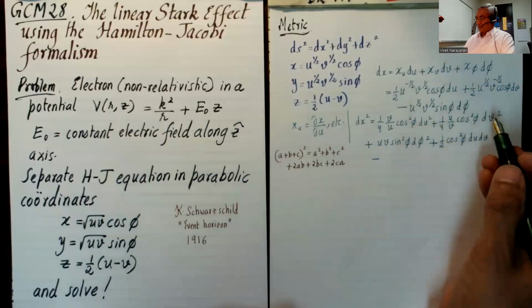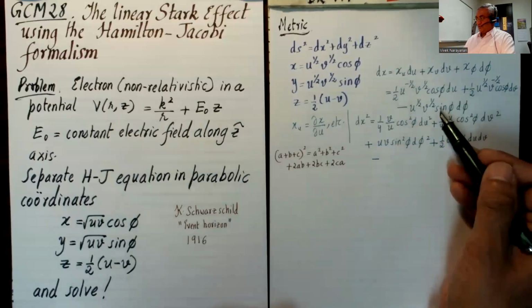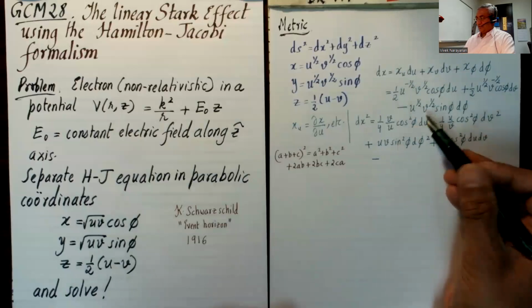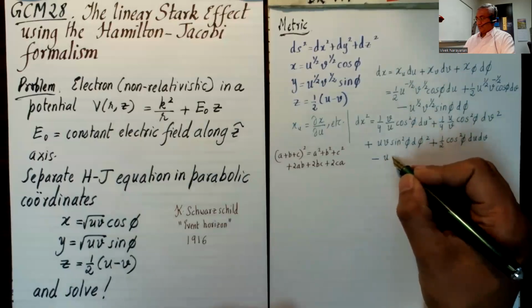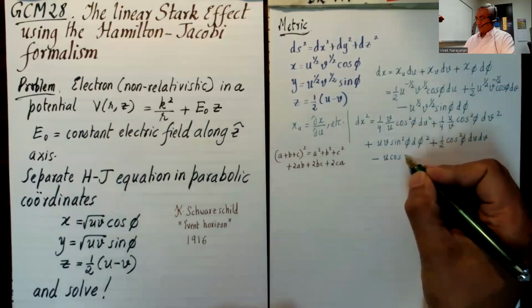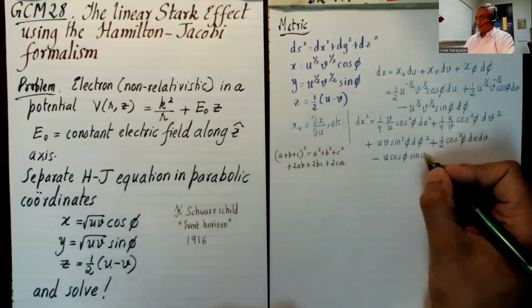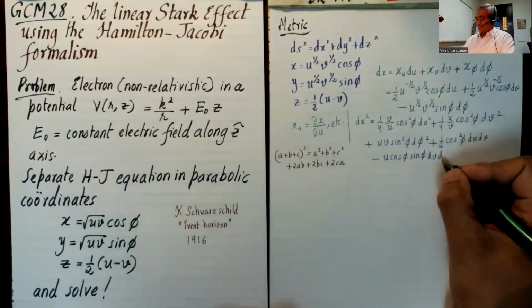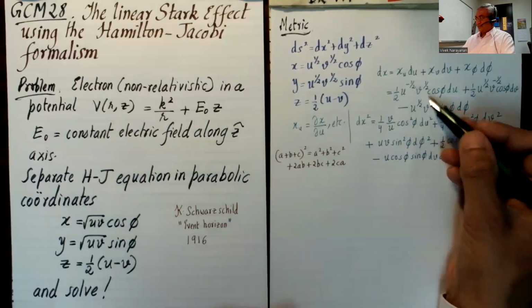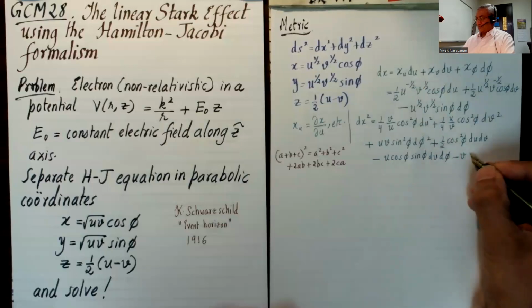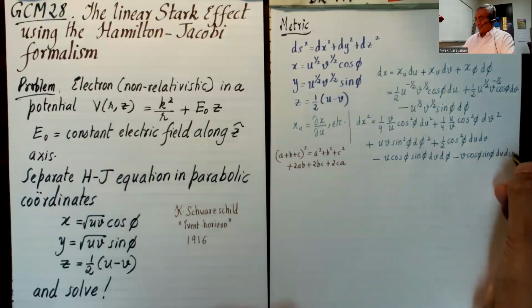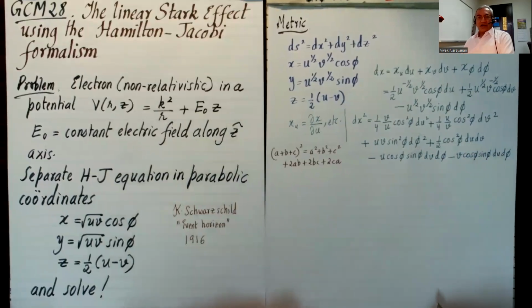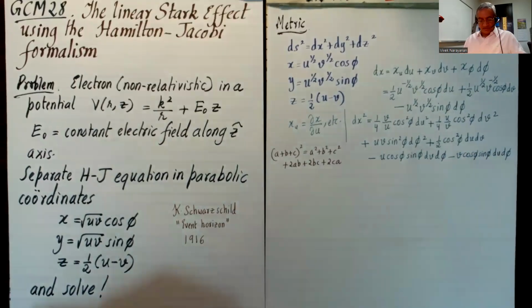So let me do this and this next, this and this. And then this and this. All right, that was dx squared. We're going to repeat the same process for the remaining two terms.